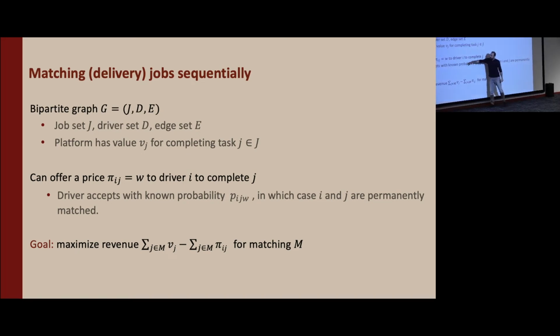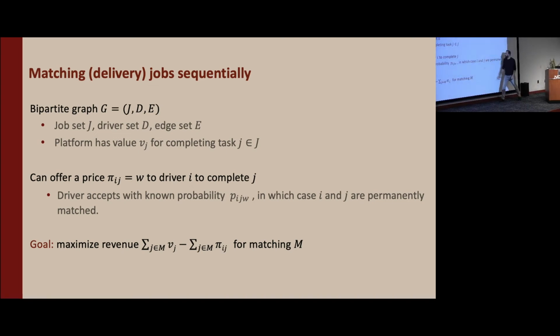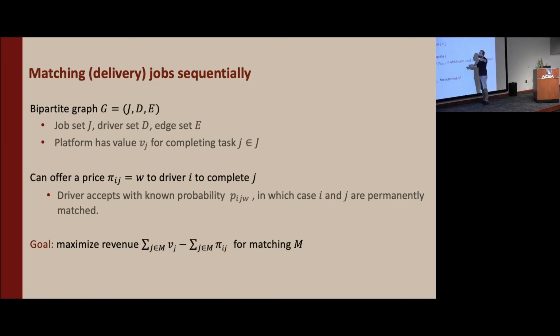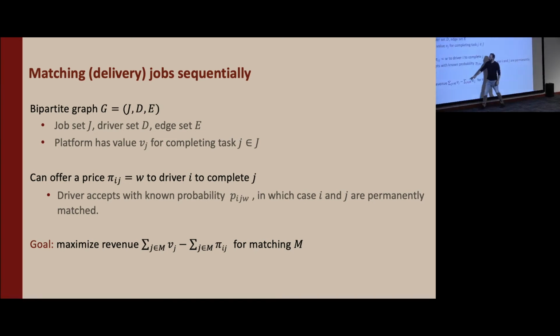We assume that we know this probability, so that we know the driver accepts with probability Pijw, if you say to driver j, go pick up job i at price w. The food orders become ready in a particular order. You do the shopping, and your goal is eventually to find a matching that maximizes your revenue. And your revenue is the sum of the values minus the cost you have to pay for the delivery.